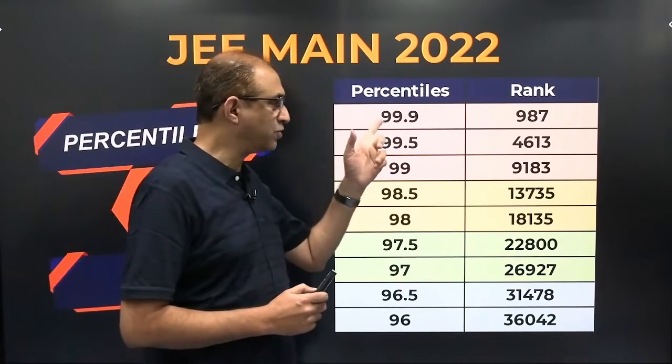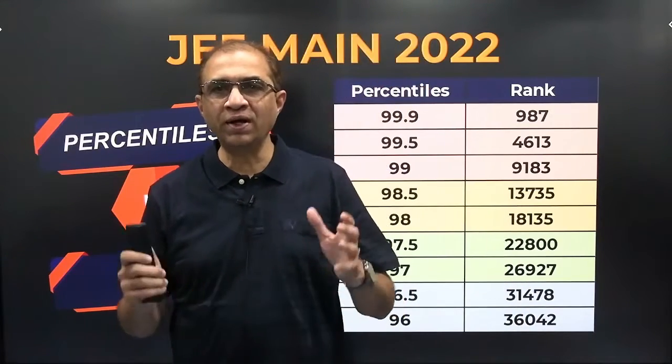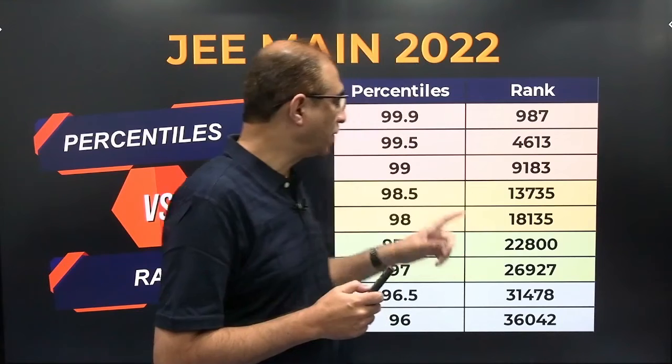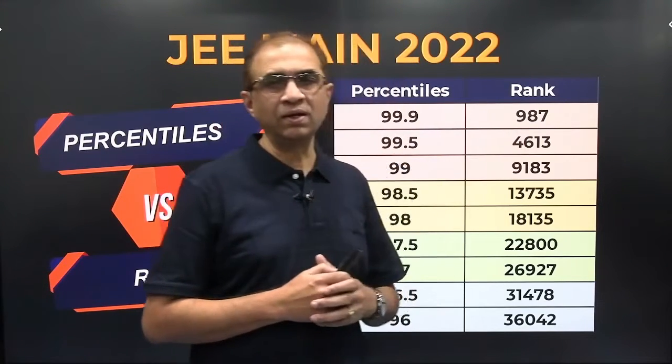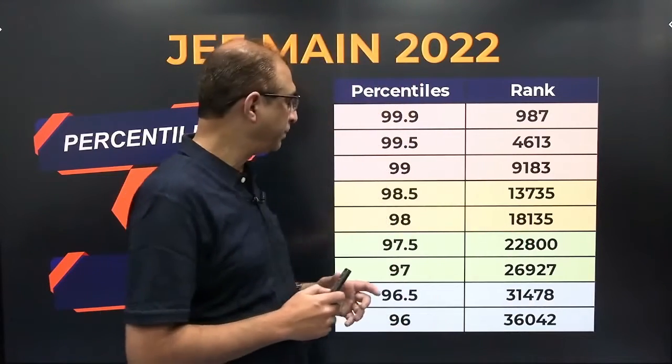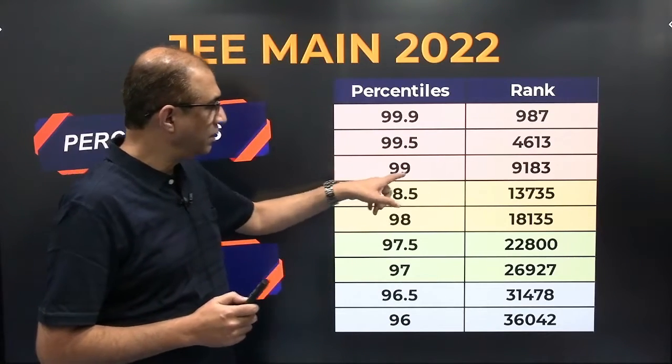99.5, now see, that is where the disappointment was. There were some students who were getting 99.5 and they thought computer science was assured in open category in the top NITs. Now they are in for a disappointment. So 99.5 ends at 4613. Open category in the top 3 NITs, computer science may be difficult, will be difficult.